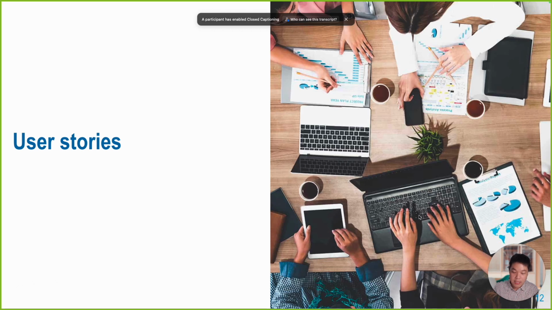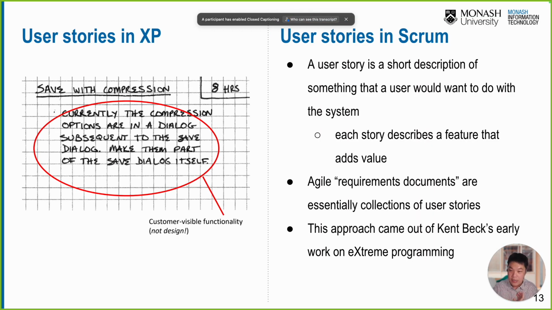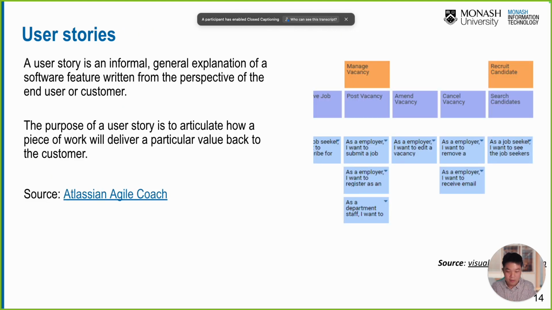Okay, all right. So what is the user story? As I mentioned before, user story originally comes from XP, extreme programming, right? But now we use it in Scrum as well. And in short, a user story is a short description of something. I think we have talked about this slide before, right? A user story is an informal, general explanation of a software feature written from the perspective of the end user or the customer. The purpose of the user story is to articulate how a piece of work will deliver a particular value back to the customer. This is the general definition, right?